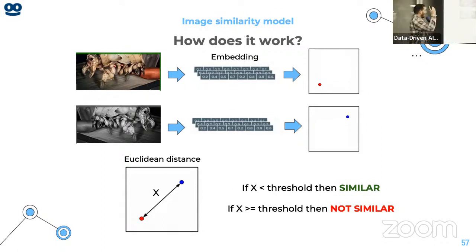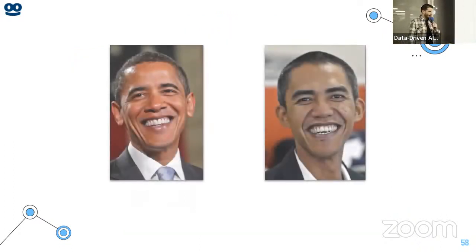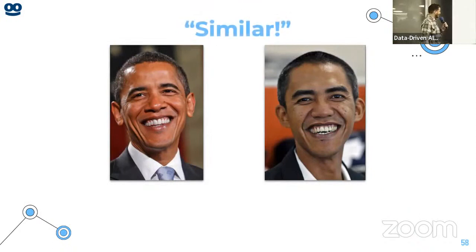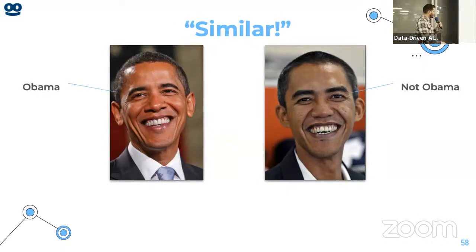Okay, no problem. We have this model, we set a random threshold and we went on our way. Let's test it on a few images. First pair of images. So the one on the left, Obama. On the right, it's not Obama. It's basically a random citizen of Indonesia. There's no blood relation that I know of, or is it? That's for another meetup. Anyway, it is not the same person.